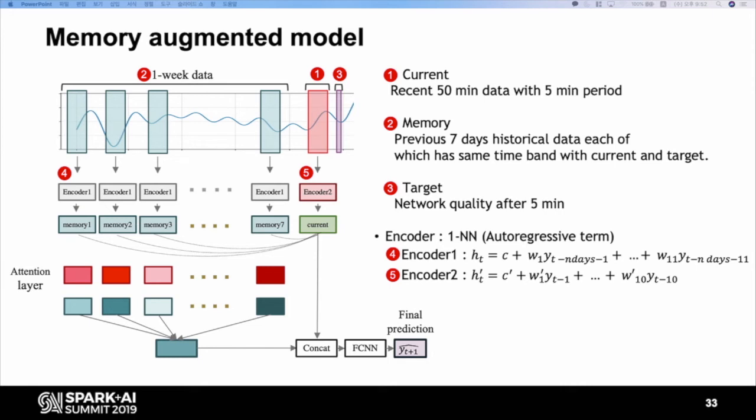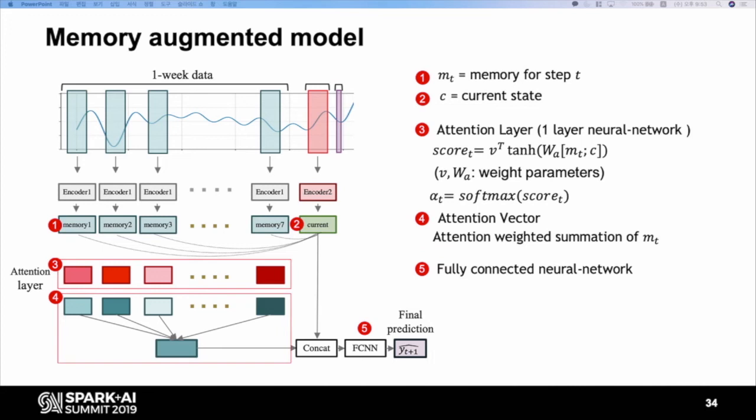There are two inputs for this model. The first input is current, which is the recent 50-minute data with a 5-minute period. The second input is memory, which is the previous 1 week of data, which has the same time bandwidth as current and target. With these two inputs, we predict a value after 5 minutes. Current and memory inputs pass through two different encoders, which are defined by an autoregressive term.